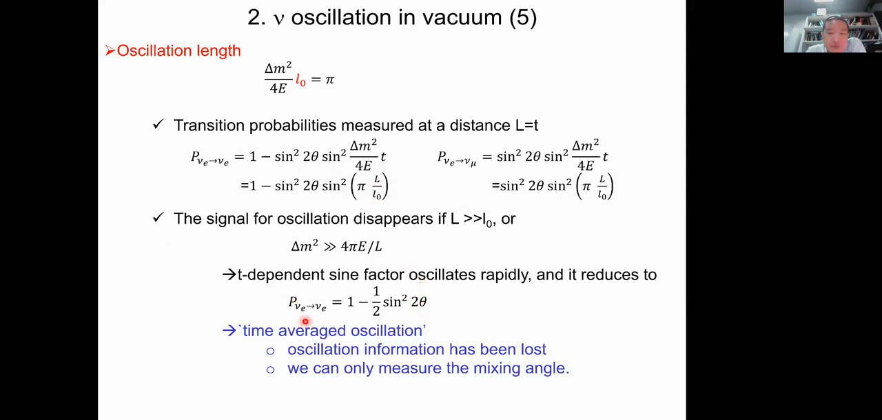So in this time averaged oscillation, we lose the information of oscillation. If this is the measured quantity, we cannot get the information of the oscillation length. We can get only the mixing angle information.